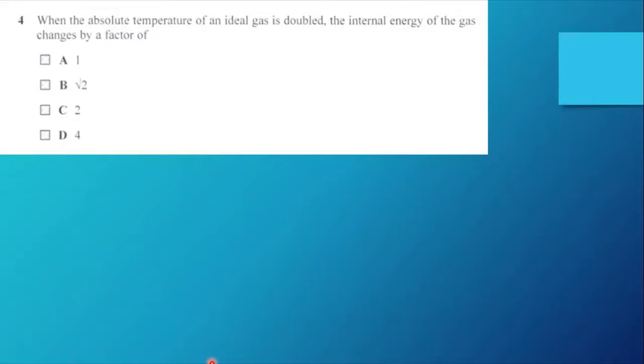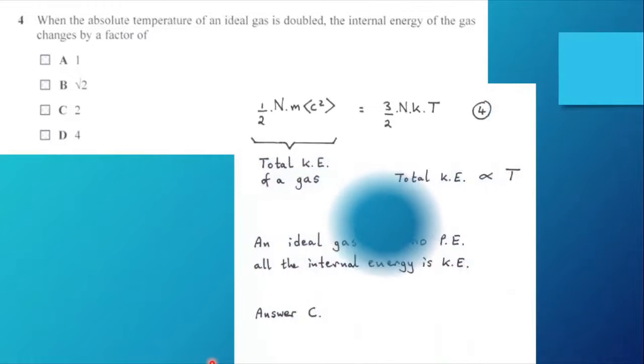Okay, when the absolute temperature of an ideal gas is doubled, the internal energy of the gas changes by a factor of, well, the ideal gas has no potential energy. All the internal energy is kinetic energy. So if the temperature is doubled, the kinetic energy and hence the internal energy is doubled, and the answer is C.